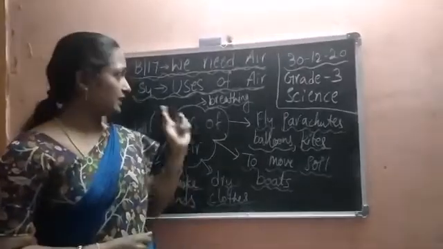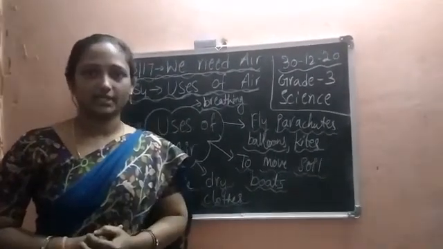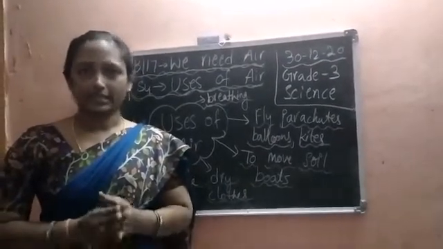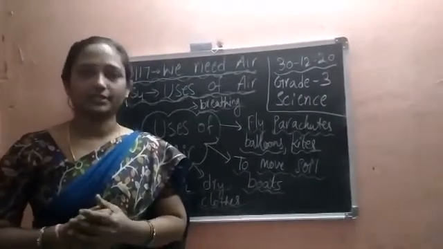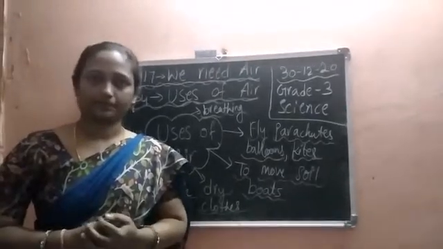Now today let us do the next subtopic, S4, uses of air. From block 17, we need air. Children, in the previous classes we have learned air is everywhere and air occupies space. Air is needed for burning. Now today let us learn what are the different uses of air.